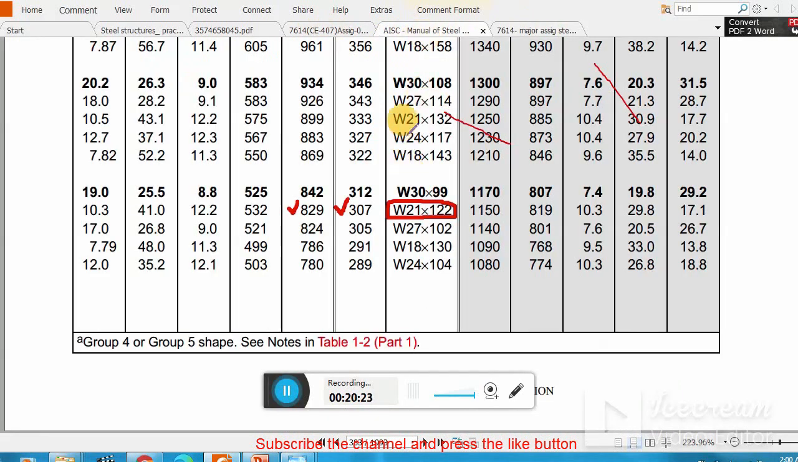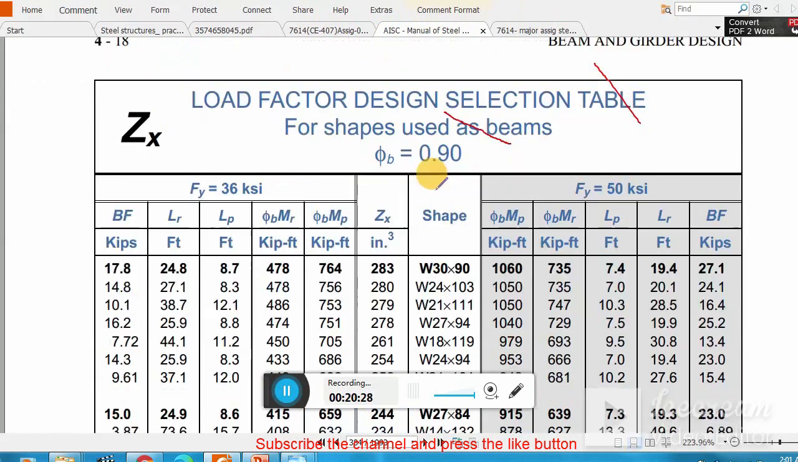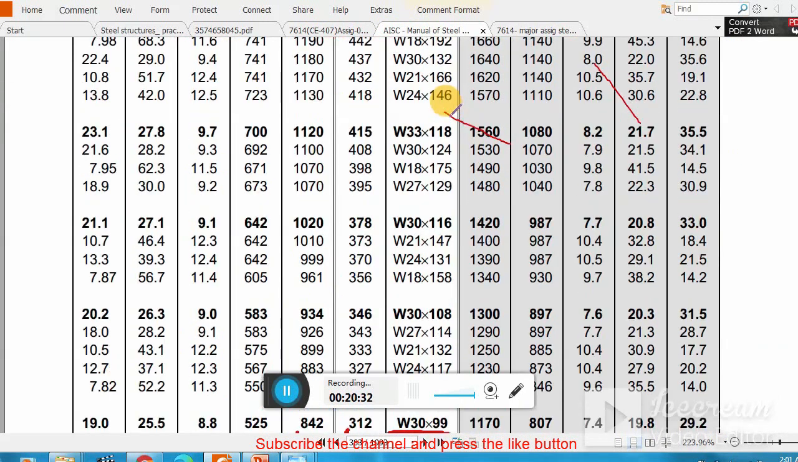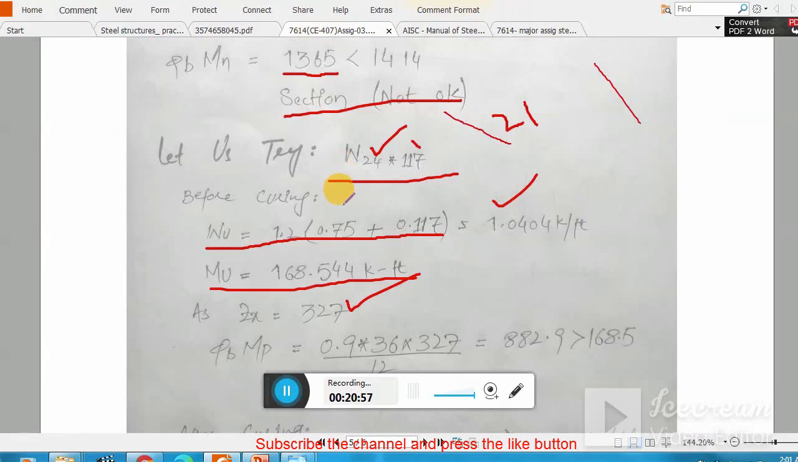Here we have the W24×117 section, where it is, W24×94, okay, a little bit, 146, this one. Remember, now we are using this section, so its ZX value is now this one, and its strength will be this one. But remember, this is only the strength of your steel beam. We are not considering the composite action.